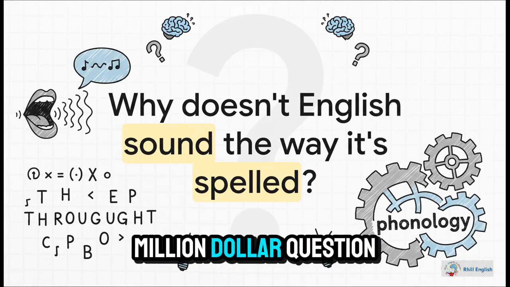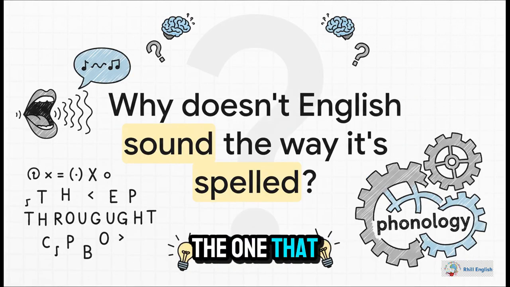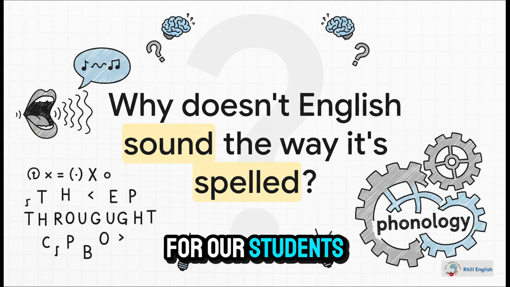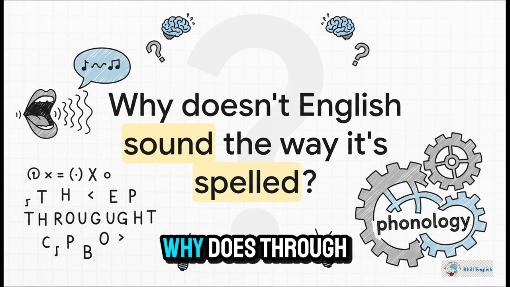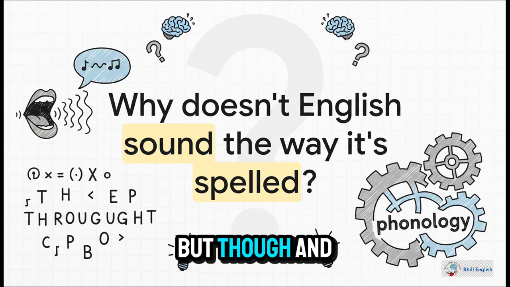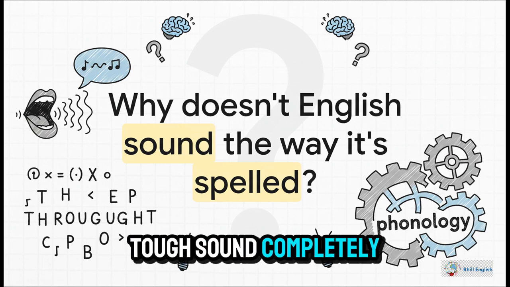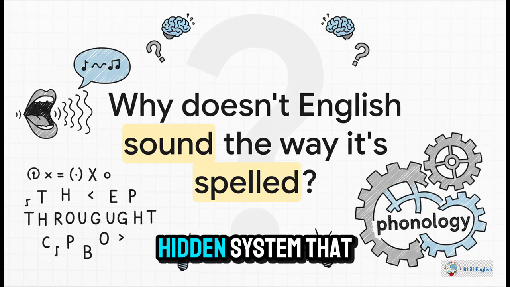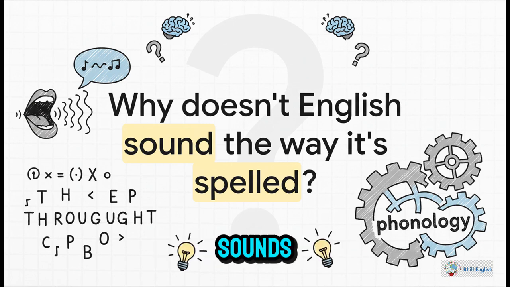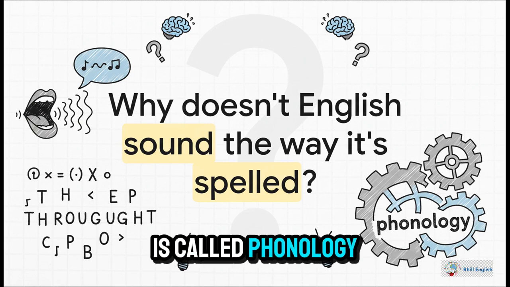This is the million-dollar question, isn't it? It's the one that causes so much confusion for our students, and let's be totally honest, sometimes for us too. I mean, why does through sound one way, but though and tough sound completely different? The answer isn't in the letters themselves. Nope, it's in a hidden system that controls all the sounds, and that system is called phonology.